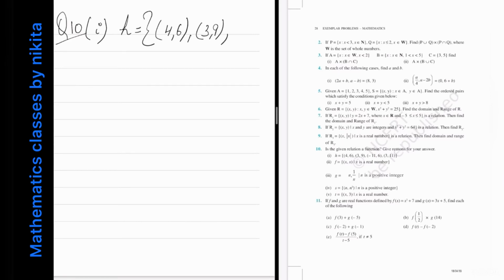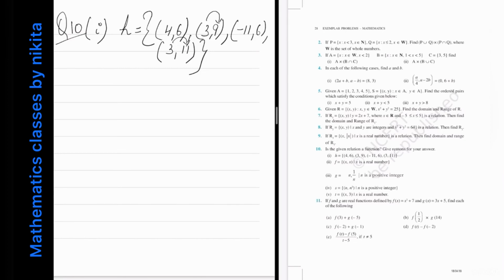Then you have (-11, 6), and then you have (3, 11). So basically you have to check whether each element in the domain has a unique image or not. Now here you can see that 3 is related to 9 as well as 3 is related to 11. So basically I can say that the element 3, which belongs to the domain of H, has 2 images. So the image of 3 is not unique.